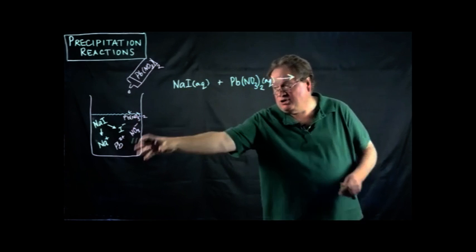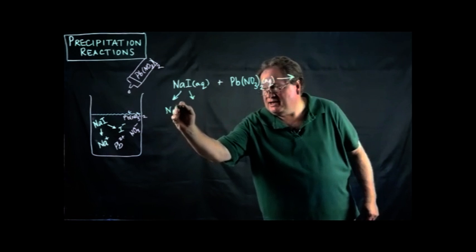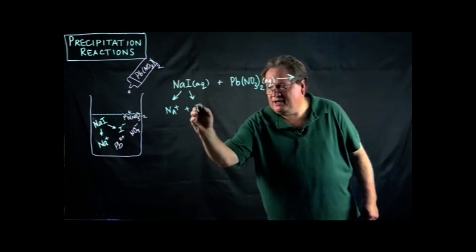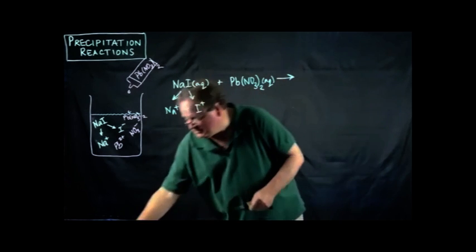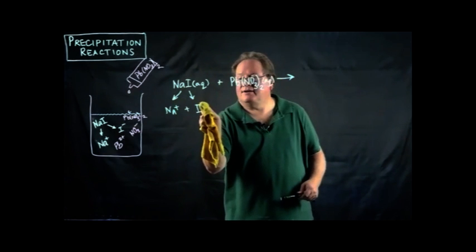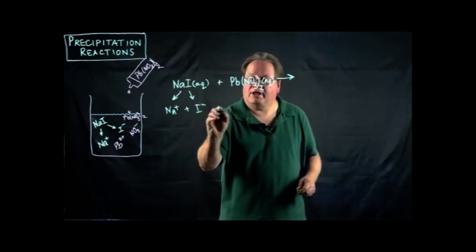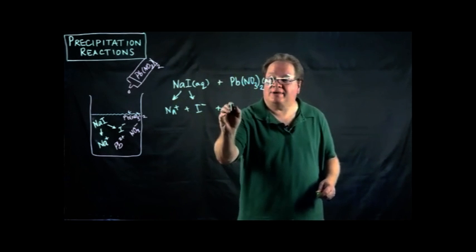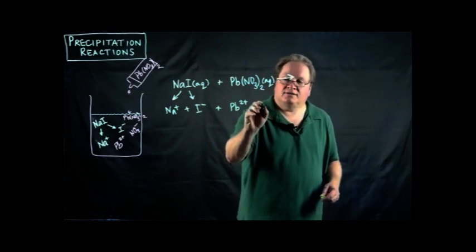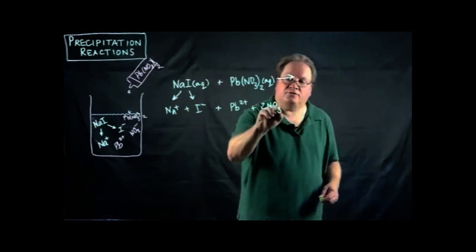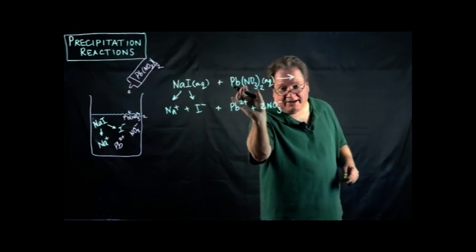If I want to go over what we did here, I could break this up into Na+, just like we did before, and I-, that's a negative ion. All right, plus what I'm going to get from the lead is Pb2+ and 2 NO3-. Again, why 2? Because there's 2 of them right here.